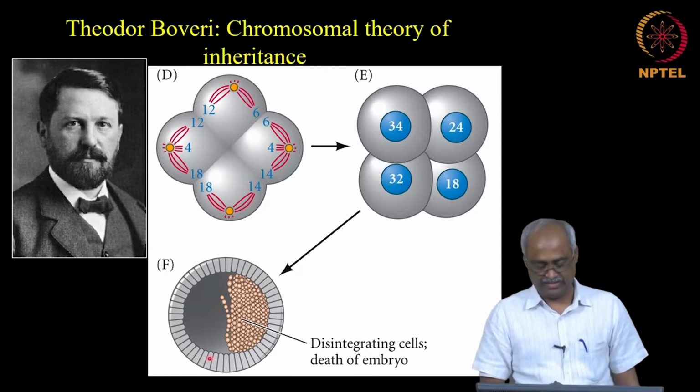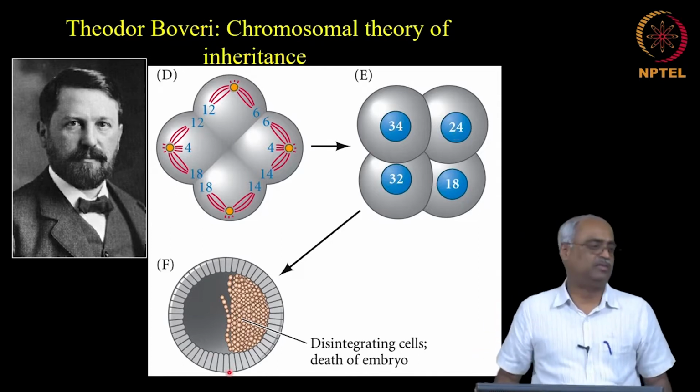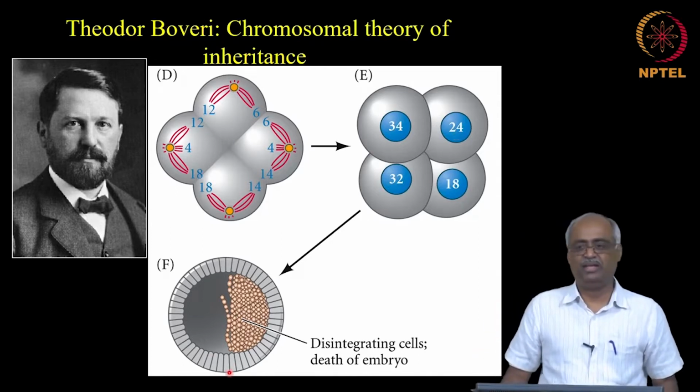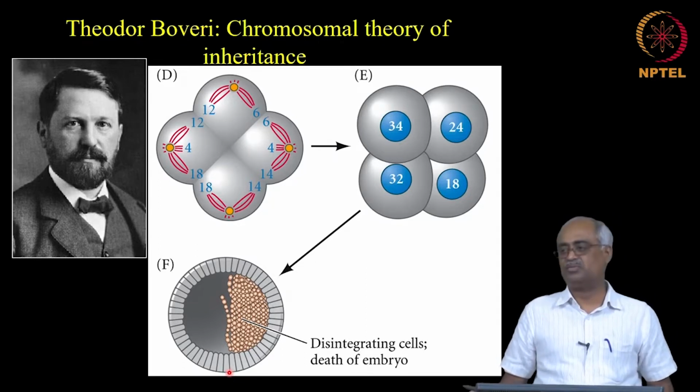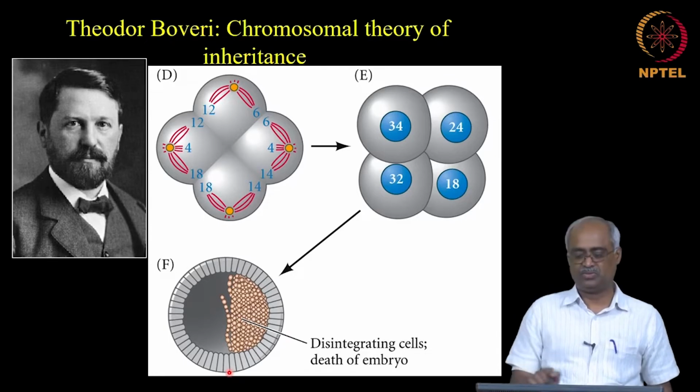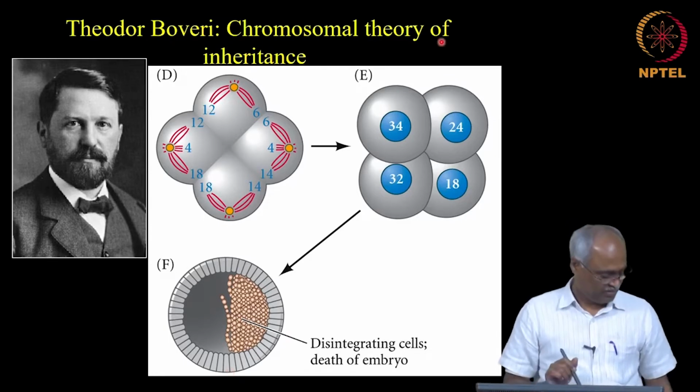So, here you are seeing an embryo disintegrating, cells and death of embryo. This is one of the evidences indicating that normal embryogenesis requires a normal number of chromosomes. So, therefore, chromosomes matter.